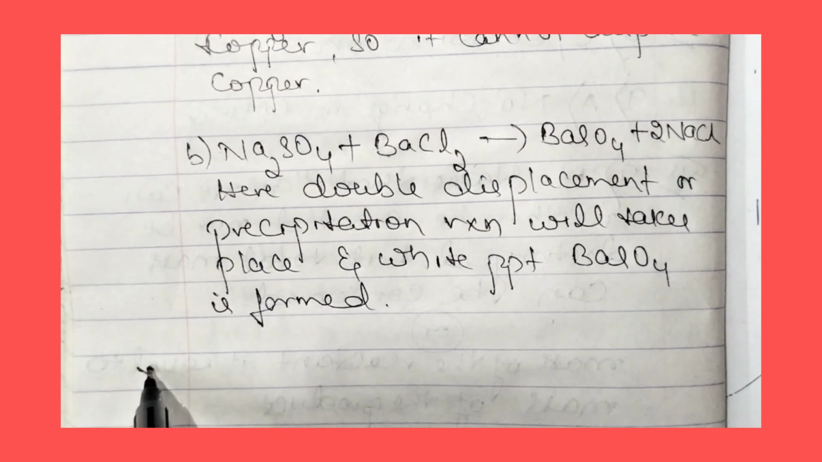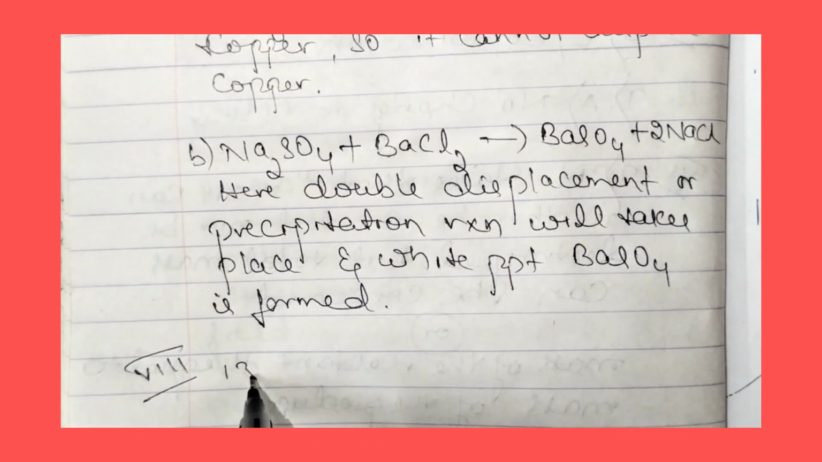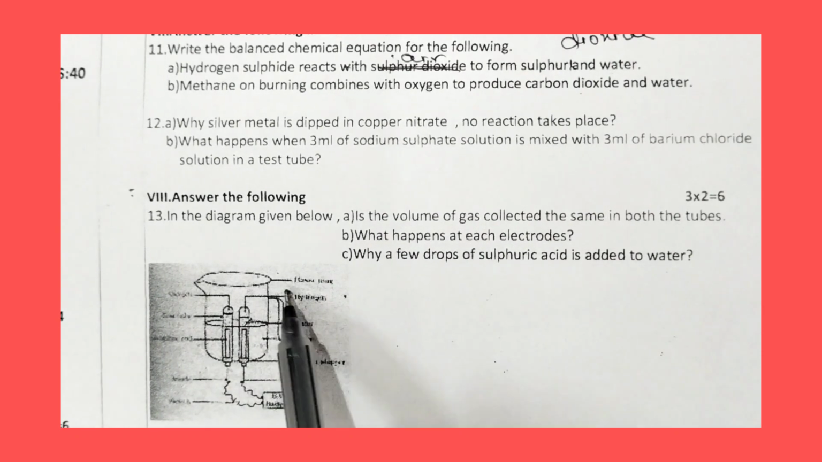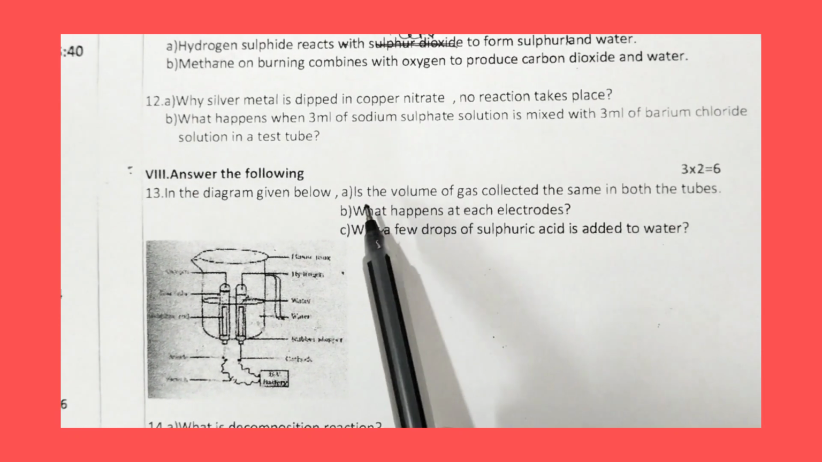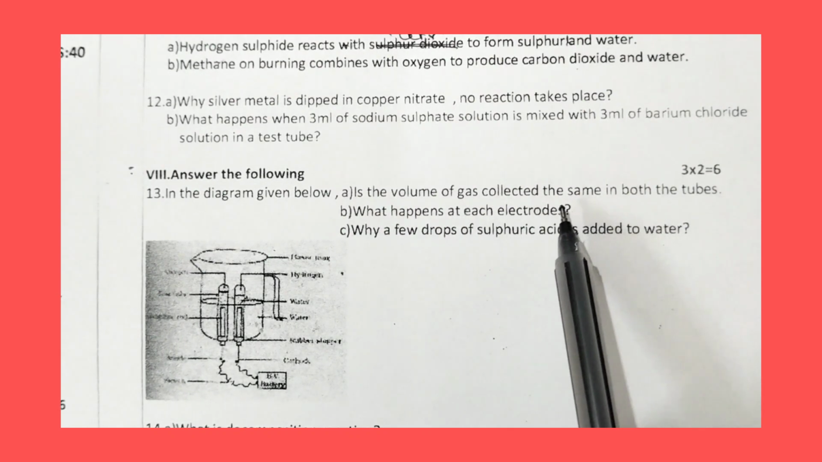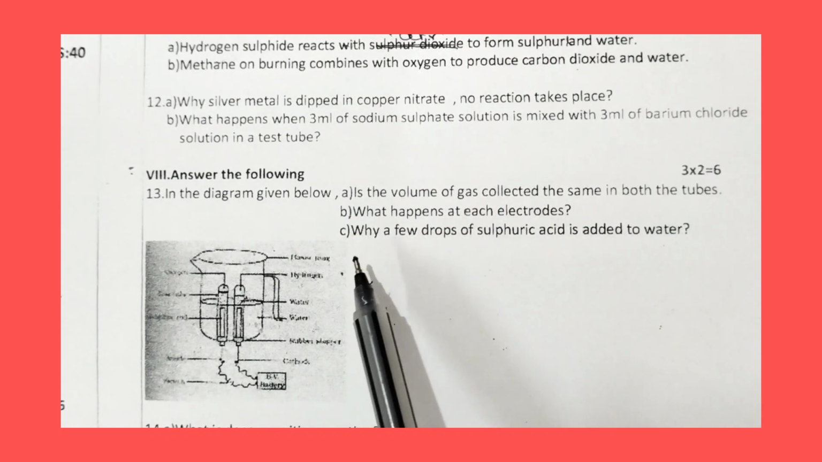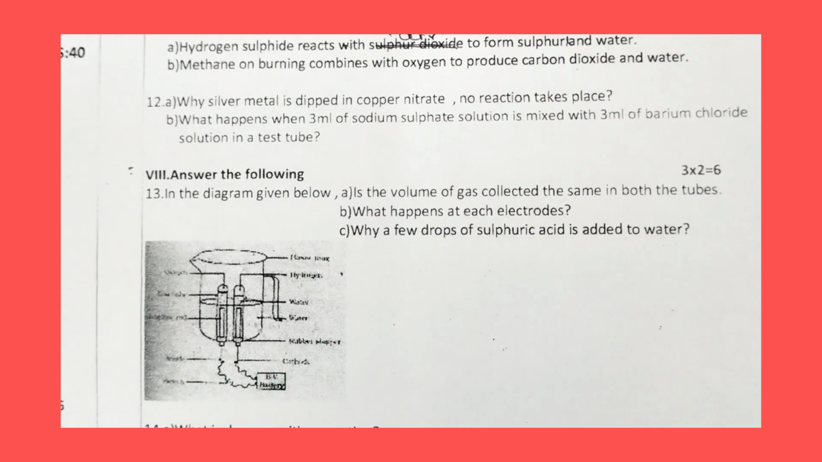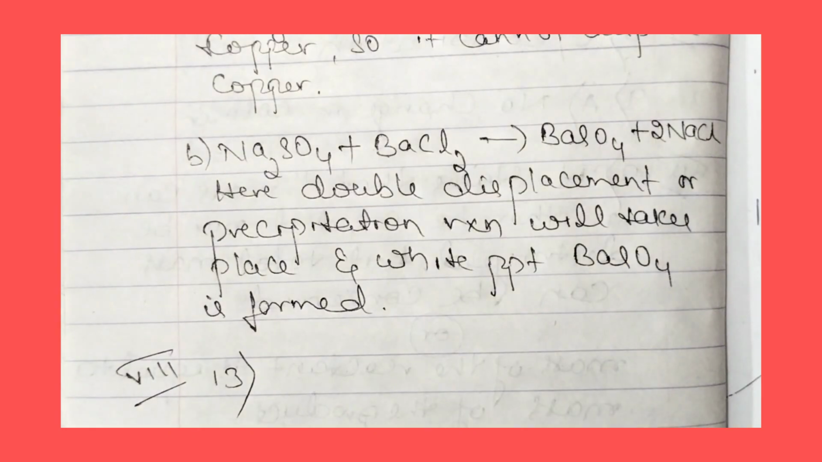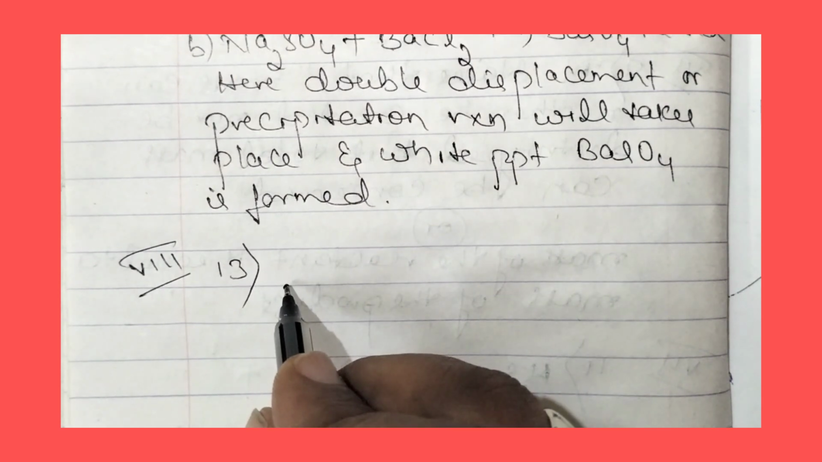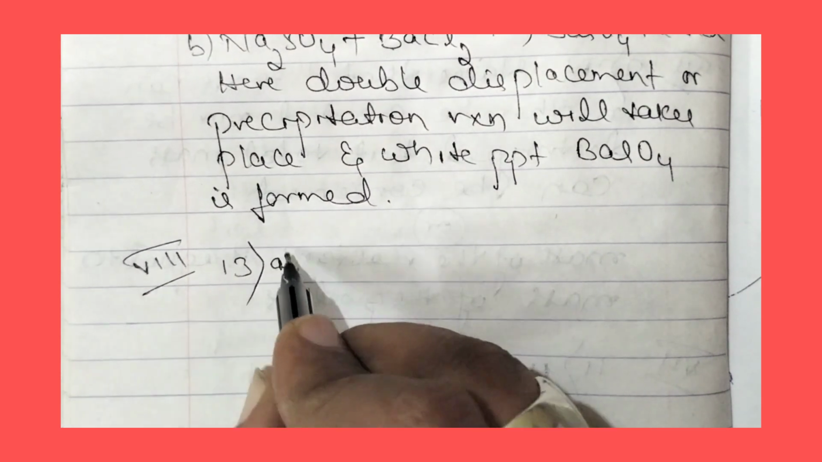So now let us move to question number 13. In question number 13, the diagram given below shows the electrolysis of water. First question, is the volume of gas collected the same in both the tubes? Second question, what happens at each electrode? Third question, why are a few drops of sulfuric acid added to water? Let us answer them one by one. First question, is the volume of gas collected the same in both the test tubes? A, no.